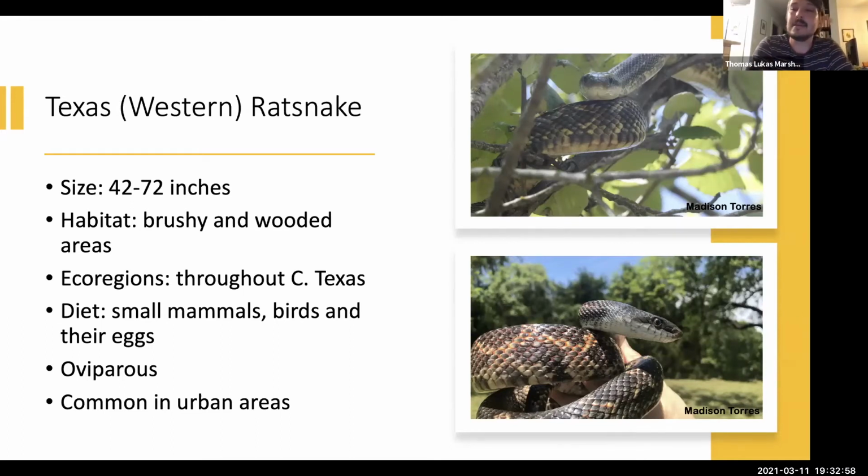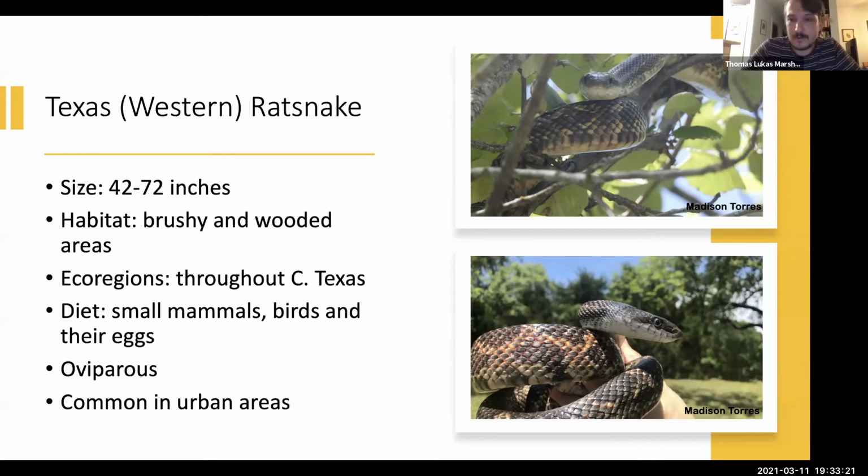This snake is really common around Austin, and I think one of the reasons is that it's highly arboreal, which means it spends a lot of time in trees. So it takes advantage of the fact that we have lots of trees in neighborhoods and in parks. It can go unnoticed a lot of the time in tree cavities and up in the canopy.